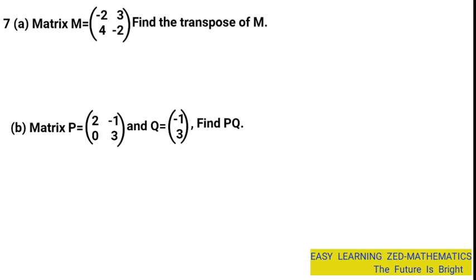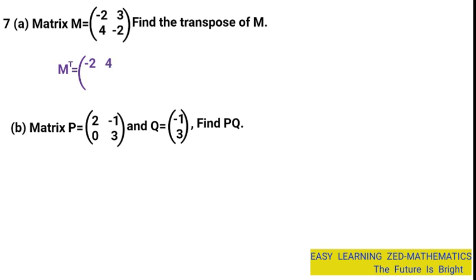So what we're going to do is write the symbol for transpose of M, which is MT, which is equal to. Now we open the brackets, then we swap. The columns will become rows and the rows will become columns. So we're going to write 2, then the 4 will go on top where 3 is. So we're going to remove 3 there and put 4 there.